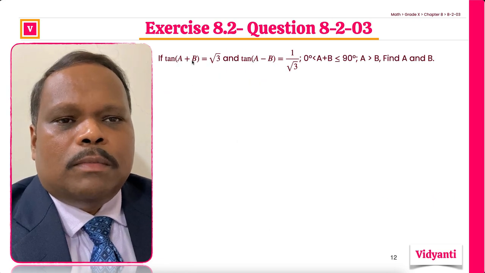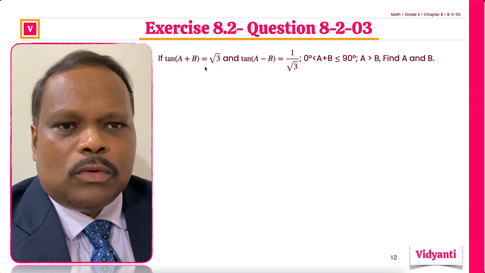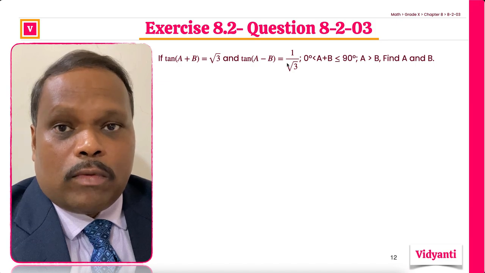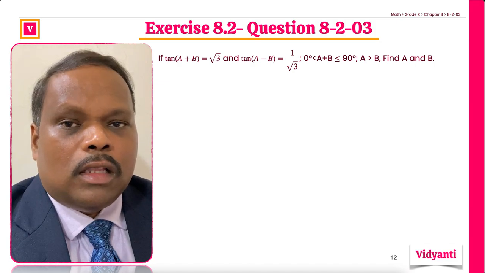Tan A plus B is root 3 and tan A minus B is 1 over root 3. Now these two are from the standard table. Remember, root 3 and 1 over root 3, they belong to the table.